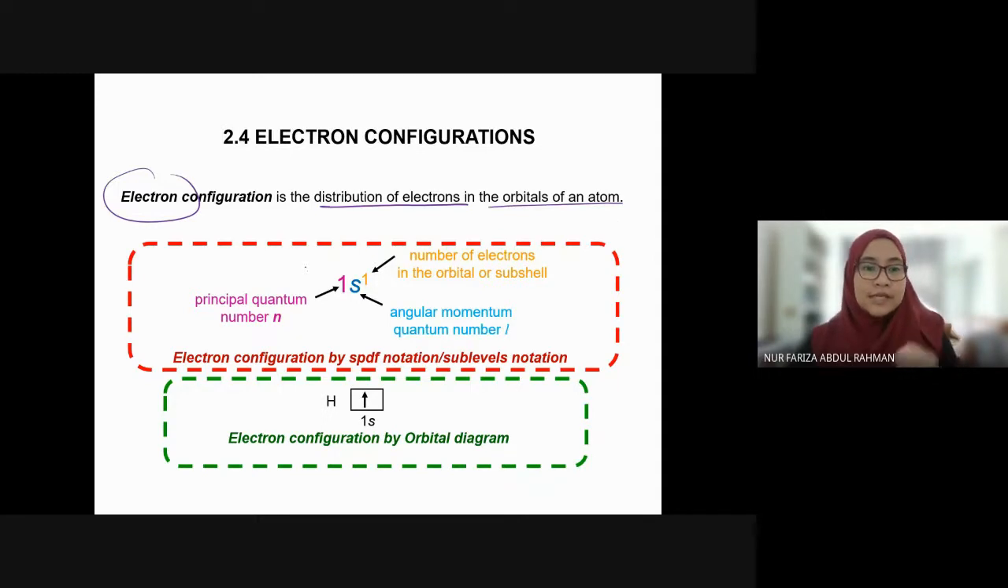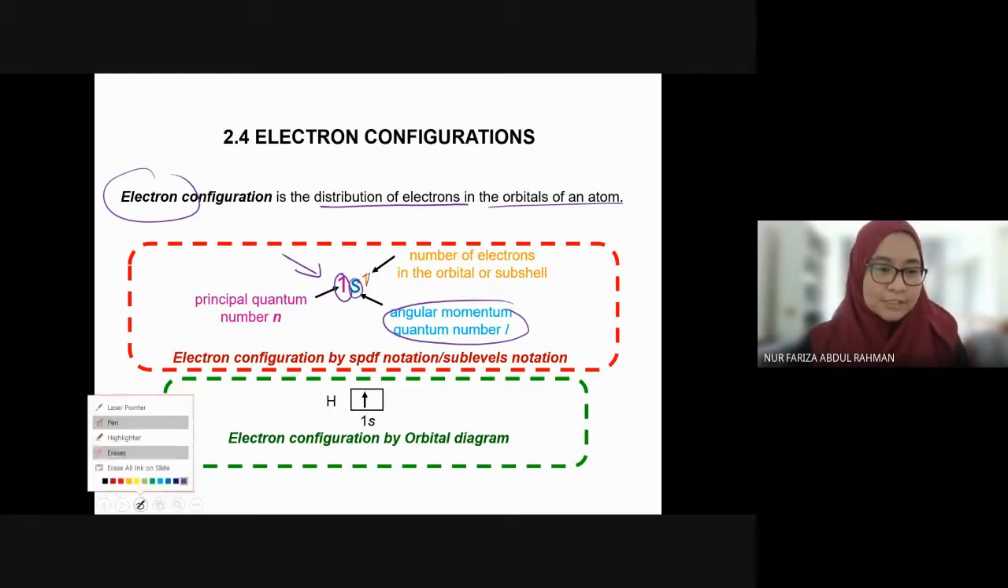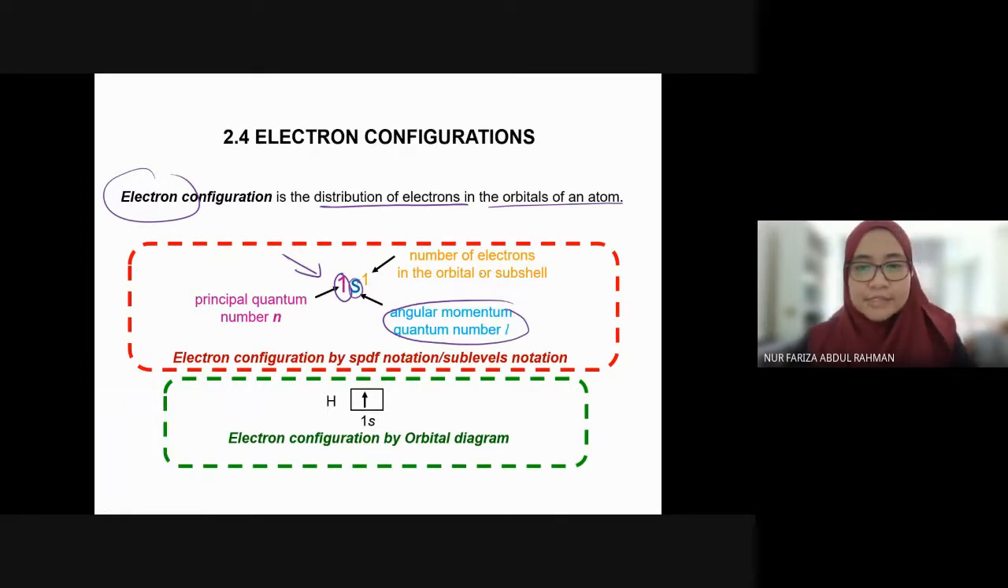So how does the electron configuration looks like? Okay, this is how we represent the electron configuration. So dia mesti ada quantum number lah, betul tak? Okay, so this value represent the N. Okay, ni kita dah tahu. And then S represent the L, the angular momentum quantum number. And this superscript, yang ni yang baru. This is what we call superscript. Dia kuasa kat situ. Okay, so this represent the number of electrons in the orbital or the subshell.